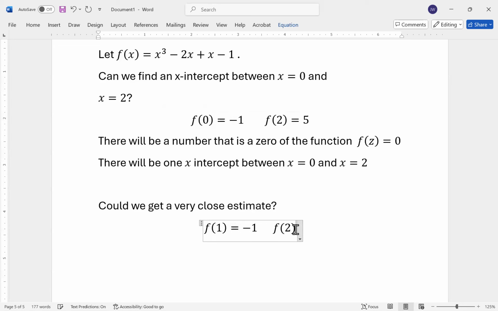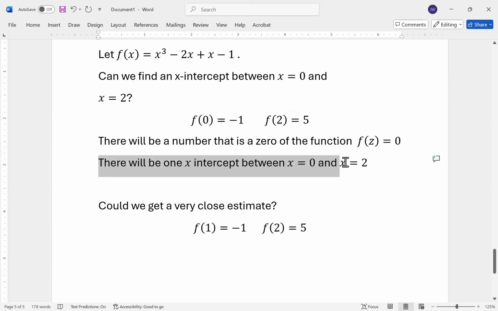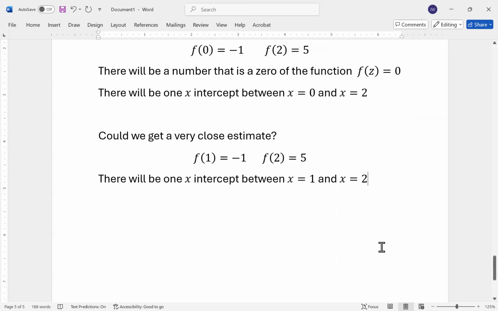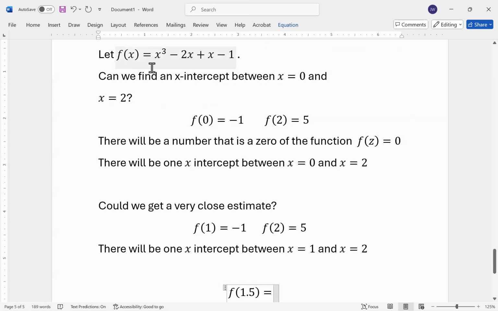Therefore, I'll just use that positive number and say, now I can be more specific. Not only will there be an x-intercept between 0 and 2, now I know that there will be an x-intercept between the x value of 1 and 2. If I wanted to get even closer, I would plug in 1.5. That's halfway between 1 and 2. And that is into my original function here.